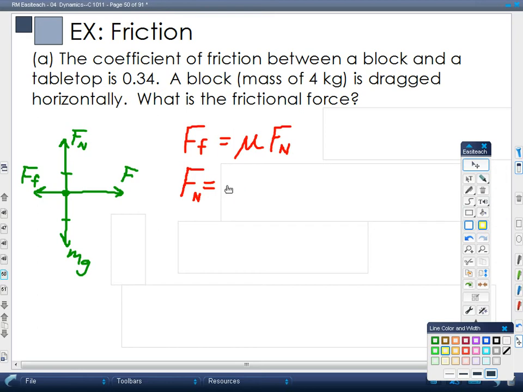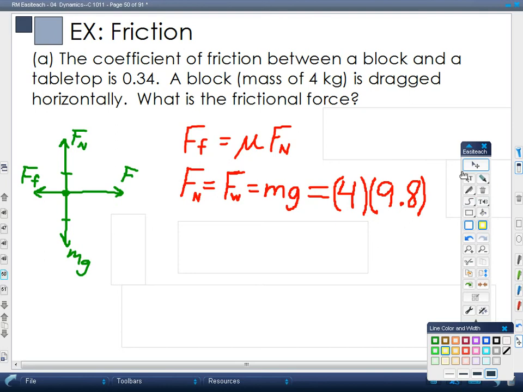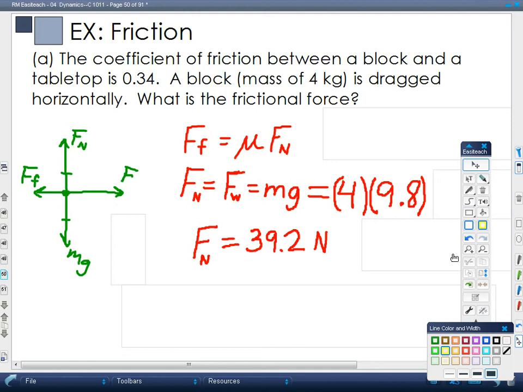Now, part of that formula involves the normal force, so I just need to get the normal force. Now this is why the diagram is so important. If you didn't understand the diagram, you can't really do this. The diagram clearly shows that the normal force is equal to the weight. So if I just calculate the weight, I've basically got my normal force. So it's very easy to get. Force normal is equal to force weight, which is mg, which is 4 times 9.8. So the force normal is just 39.2 newtons.